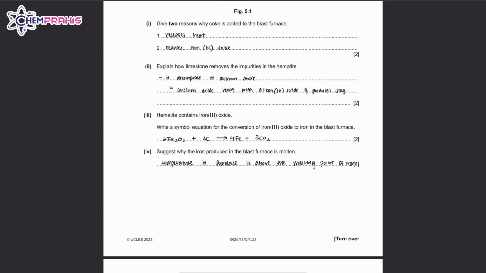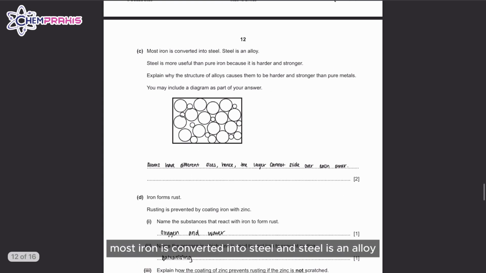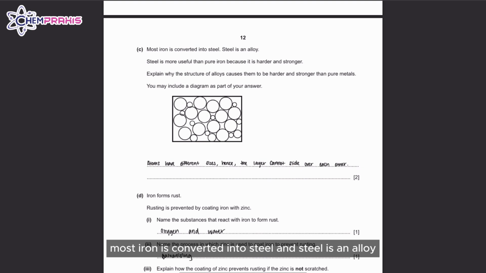is molten. Most iron is converted into steel, and steel is an alloy. Steel is more useful than pure iron because it is harder and stronger.